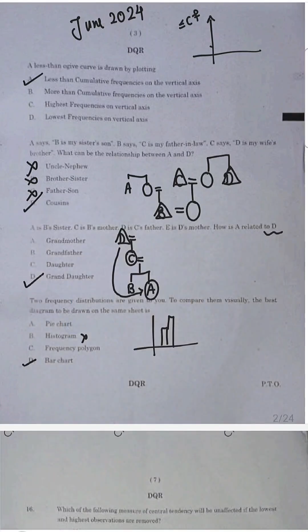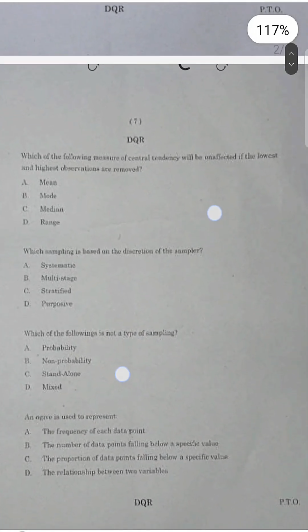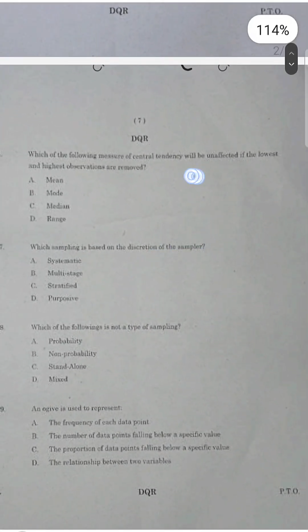Okay. Let's see a few more questions in this video only. Which of the following measures of central tendency will be unaffected if the lowest and the highest observation are removed? Basically they are asking which of the following is unaffected by extreme values. If the lowest and highest are removed, the only measure of central tendency which will be unaffected would be the median. Median is the one which is unaffected by extreme values.